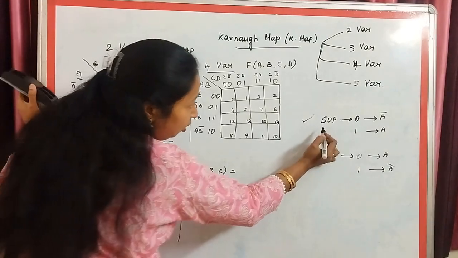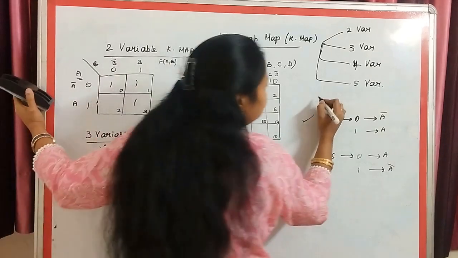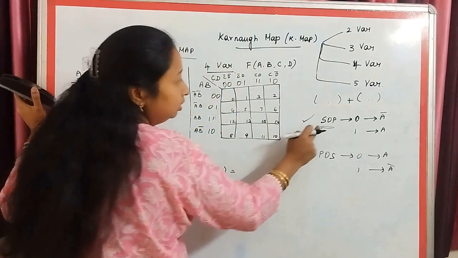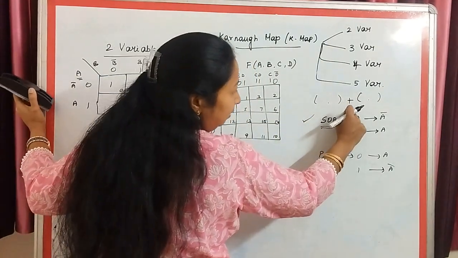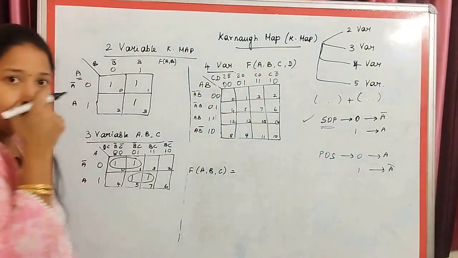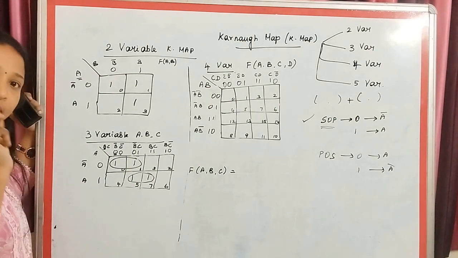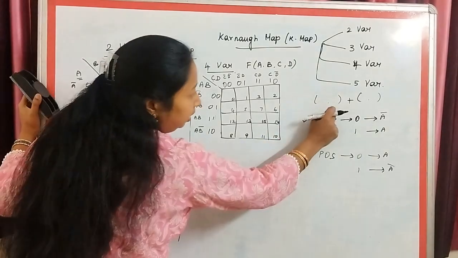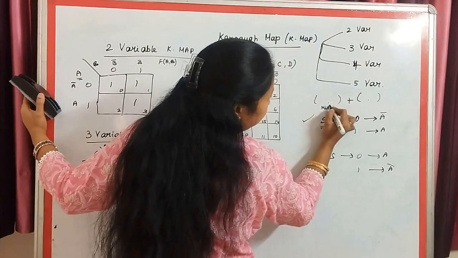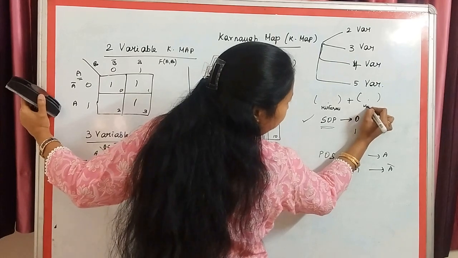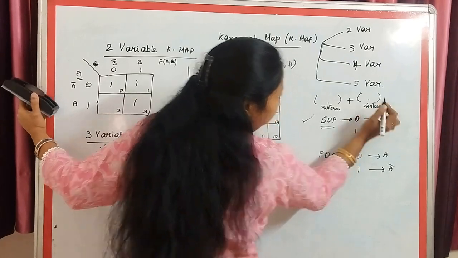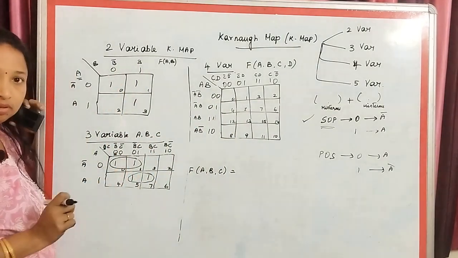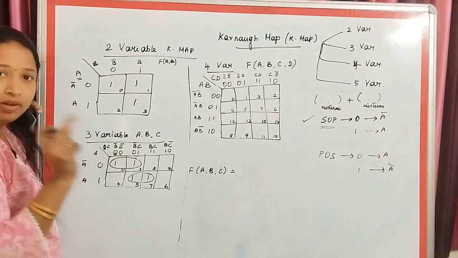Sum of product means you are going to sum up the product terms. That is why the term is called SOP, which is sum of product terms. Now these product terms are called the minterms. So we have 2 minterms here. And every minterm corresponds to one bubble. Every single bubble will be having one minterm.